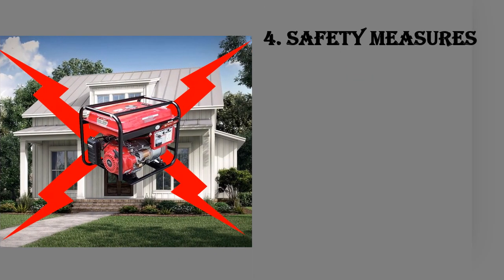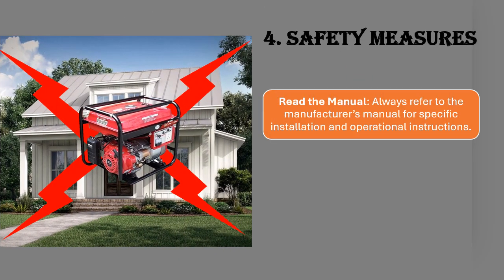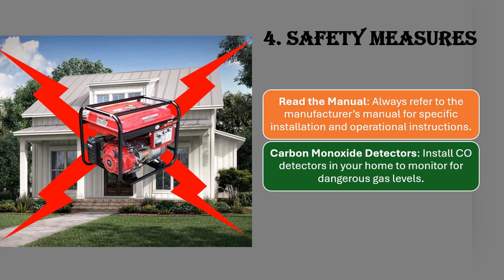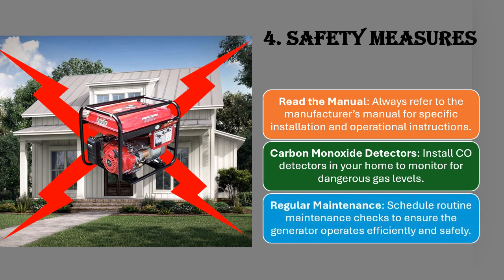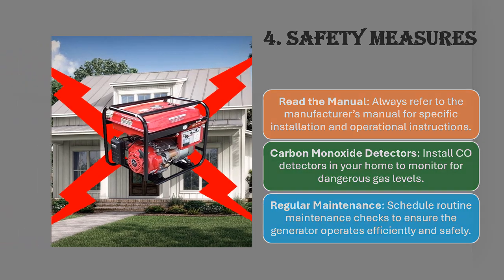4. Safety measures. Read the manual. Always refer to the manufacturer's manual for specific installation and operational instructions. Carbon monoxide detectors. Install carbon monoxide detectors in your home to monitor for dangerous gas levels. Regular maintenance. Schedule routine maintenance checks to ensure the generator operates efficiently and safely.